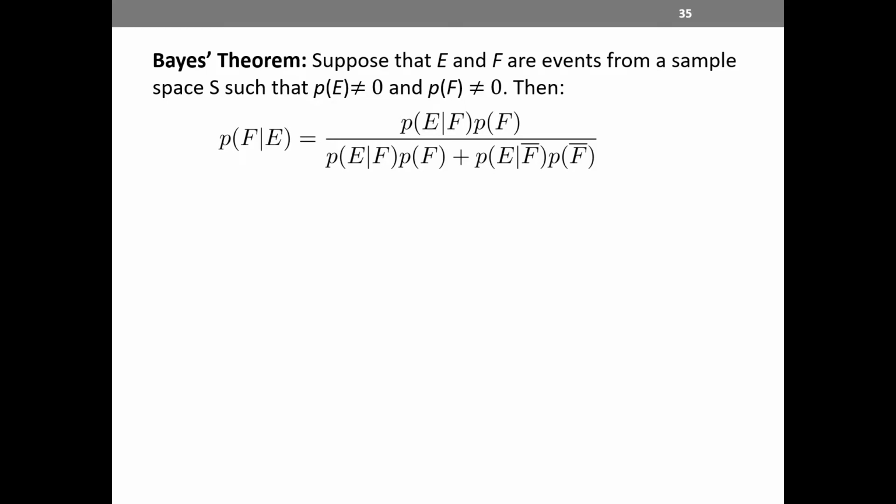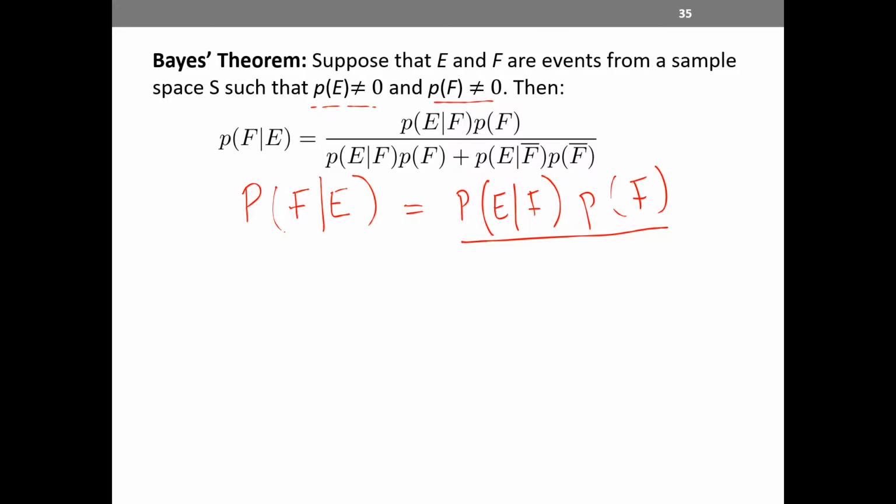Okay, so let's continue our discussion on Bayes' theorem. This is a special case. Suppose E and F are events from a sample space S, such that the probability of E is not zero and the probability of F is not zero. In addition, Bayes' theorem is stated as: the probability of F given E is this entire expression up there, with the probability of F, over the total probability of E.